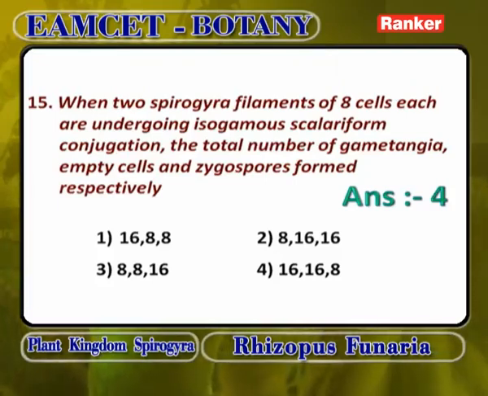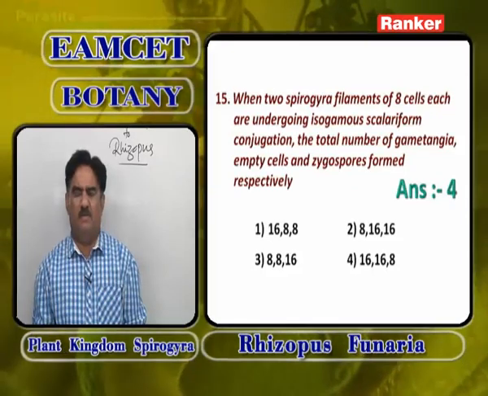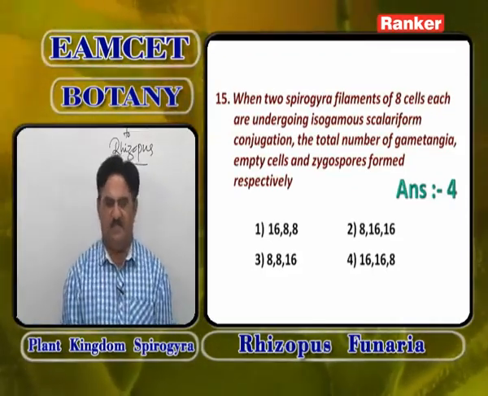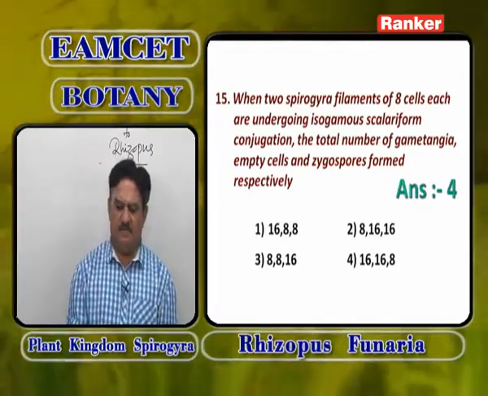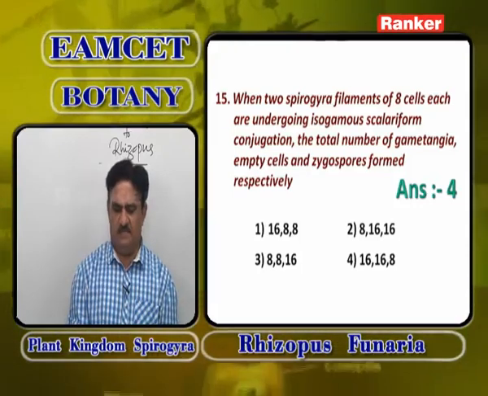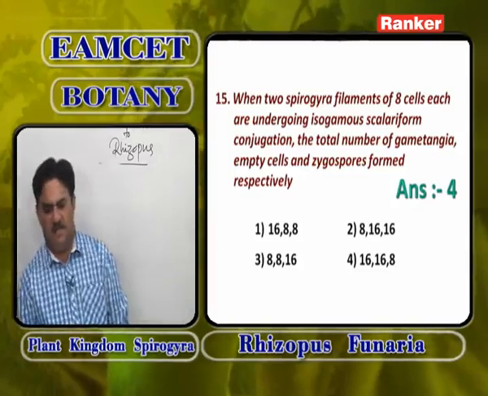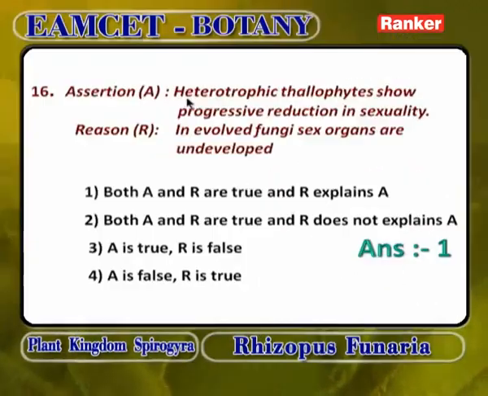So 16 cells. 16 total number of gametangia. This side one aplanogamete, that side one aplanogamete, correct. Empty cells are 16. Both 8 plus 8 become 16 and zygospores will be half, 8. So answer is 16, 16 and 8. This is an assertion reasoning question.